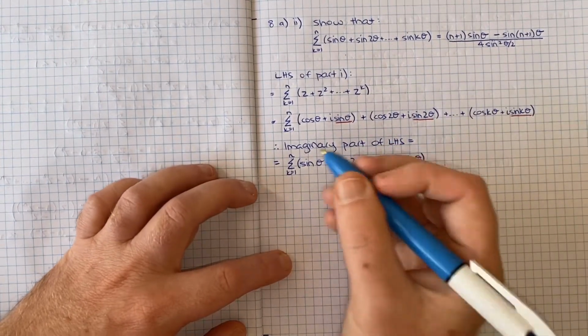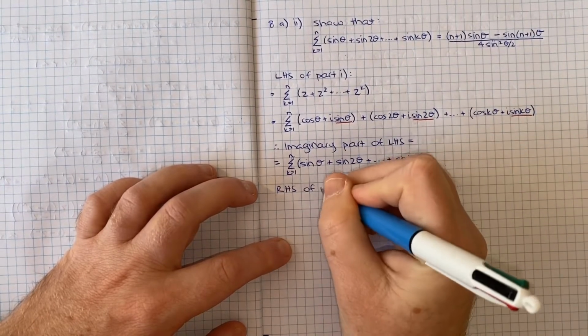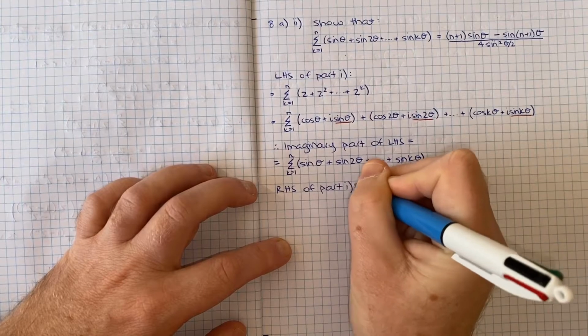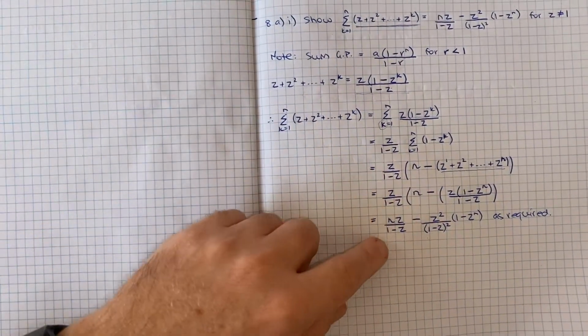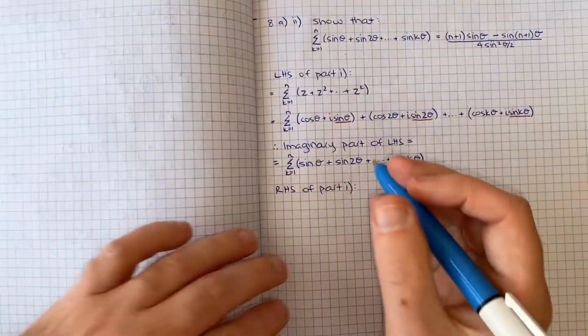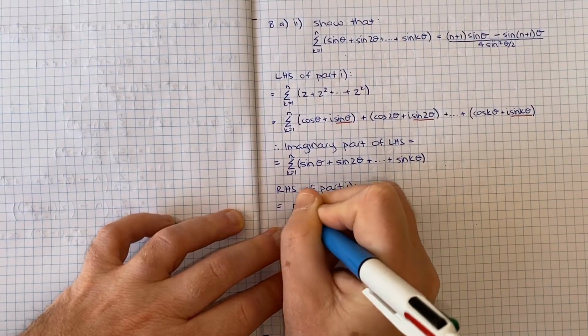So what was the right-hand side of part 1? I'll just refresh myself. So it was nz on 1 minus z. So equal to nz on 1 minus z.